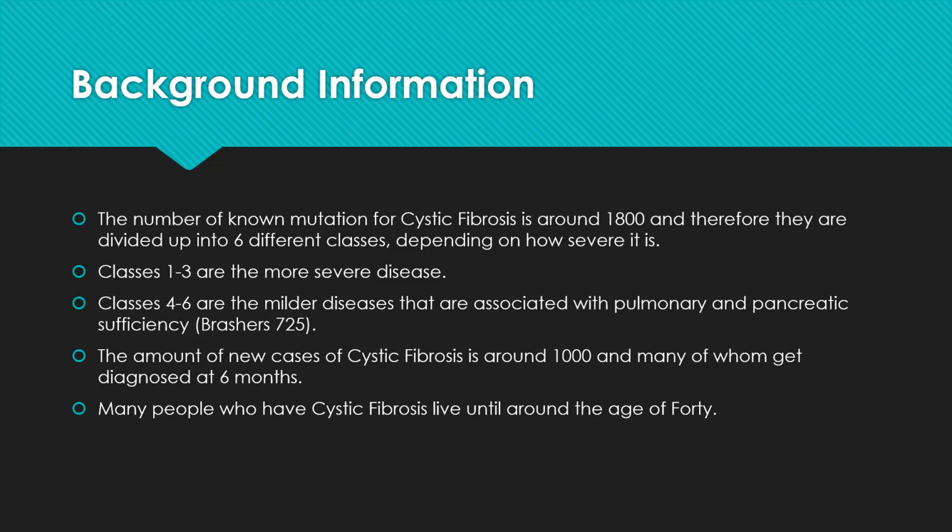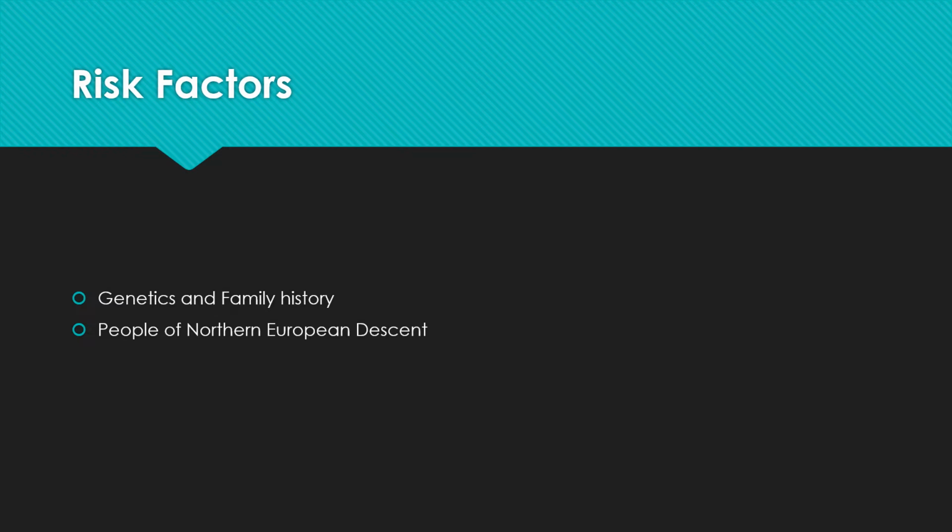The number of new cases of cystic fibrosis is around 1,000, and many of them get diagnosed at the age of 6 months. Many people who have cystic fibrosis live until around the age of 40. Risk factors for cystic fibrosis include, but are not limited to, genetics and family history, and people of Northern European descent.